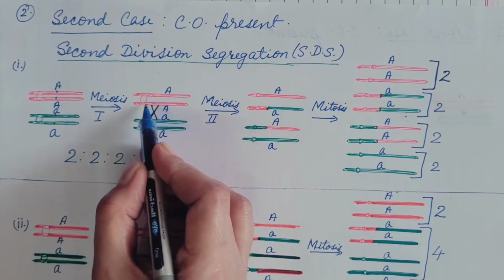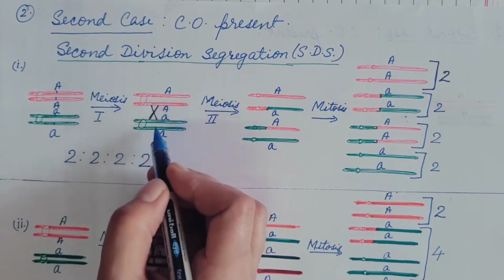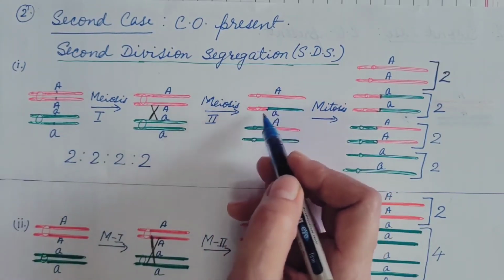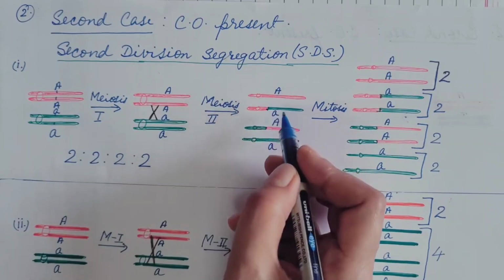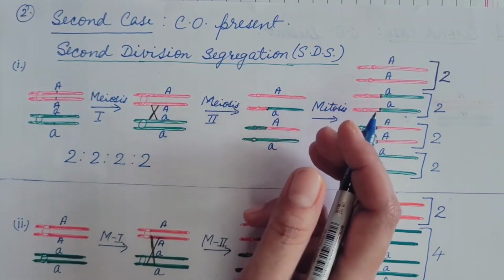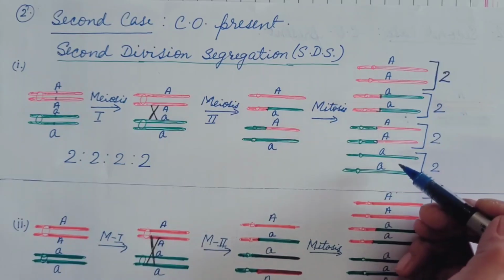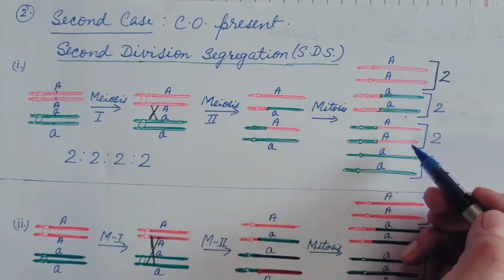Here the crossing over takes place between these two chromatids, and this part is exchanged with this part. After meiosis 2, these segregate and we get 4 haploid cells containing capital A, small a, capital A, small a alleles respectively. After mitosis, 8 haploid cells are produced that are arranged linearly, which is also known as octad.